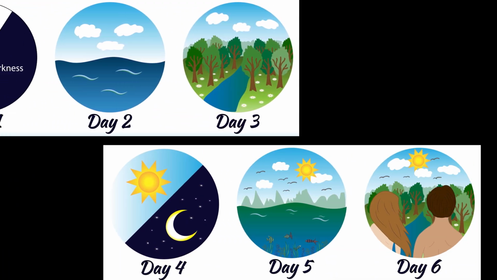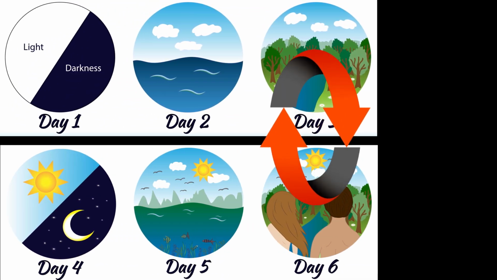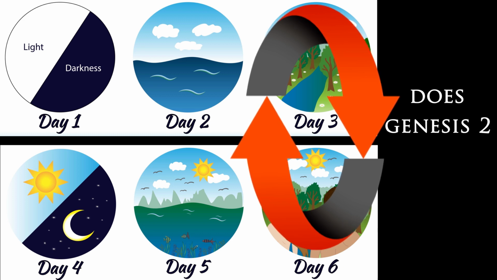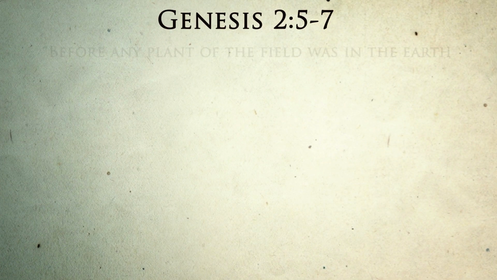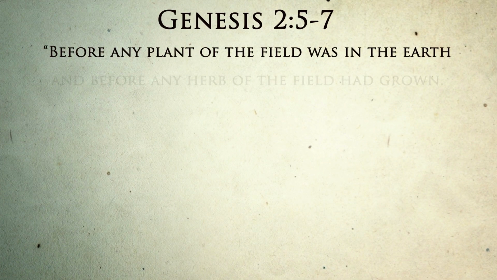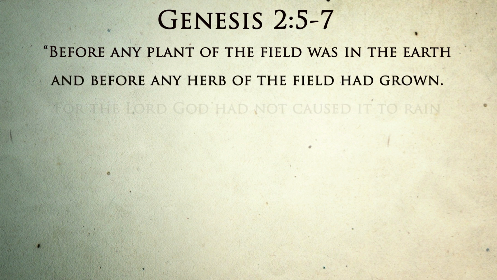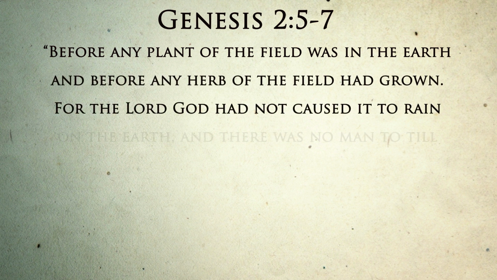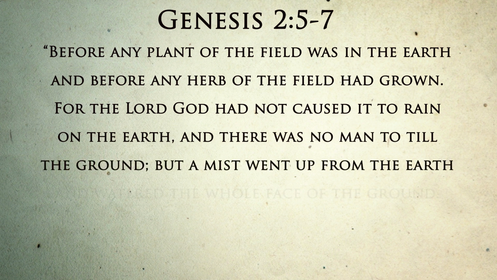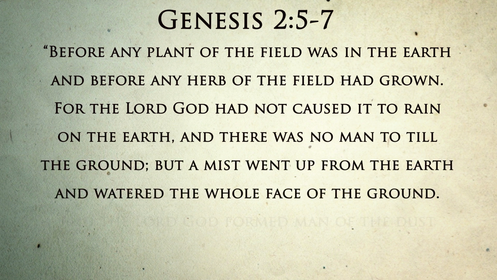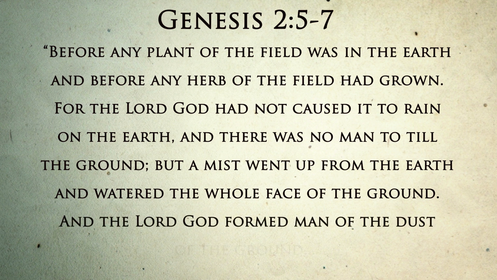These two chapters actually tie into each other, with each chapter providing important details not in the other. Some say that it appears that plants were created after people in Genesis 2, apparently conflicting with the Genesis 1 account that explains plants being made on day 3 and man on day 6. Genesis 2:5 through 7 says, "Before any plant of the field was in the earth, and before any herb of the field had grown, for the Lord God had not caused it to rain on the earth, and there was no man to till the ground, but a mist went up from the earth and watered the whole face of the ground, and the Lord God formed man of the dust of the ground."